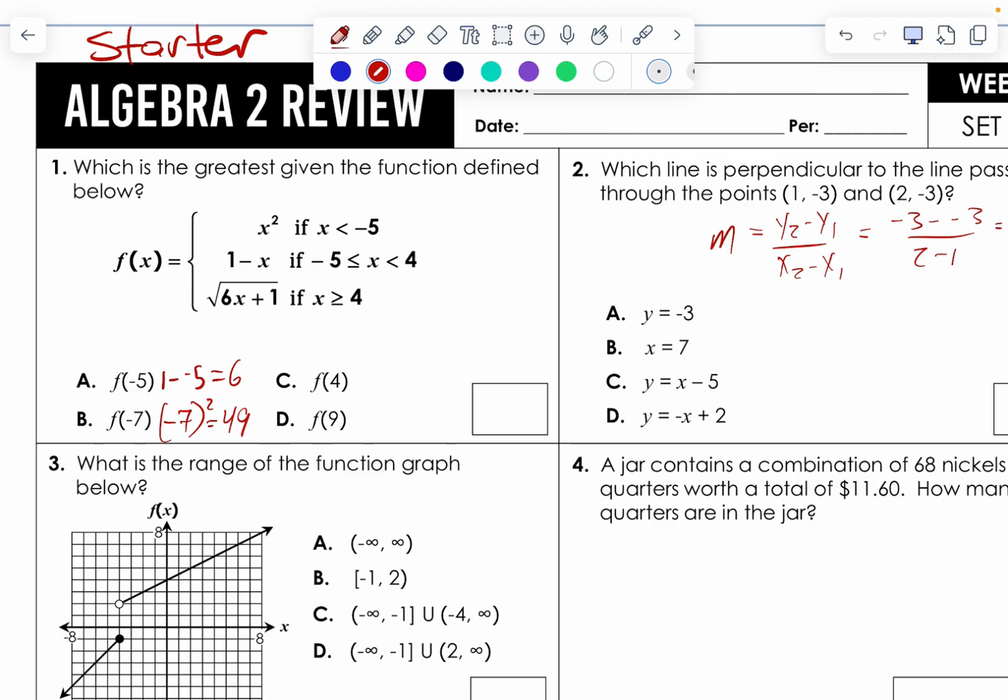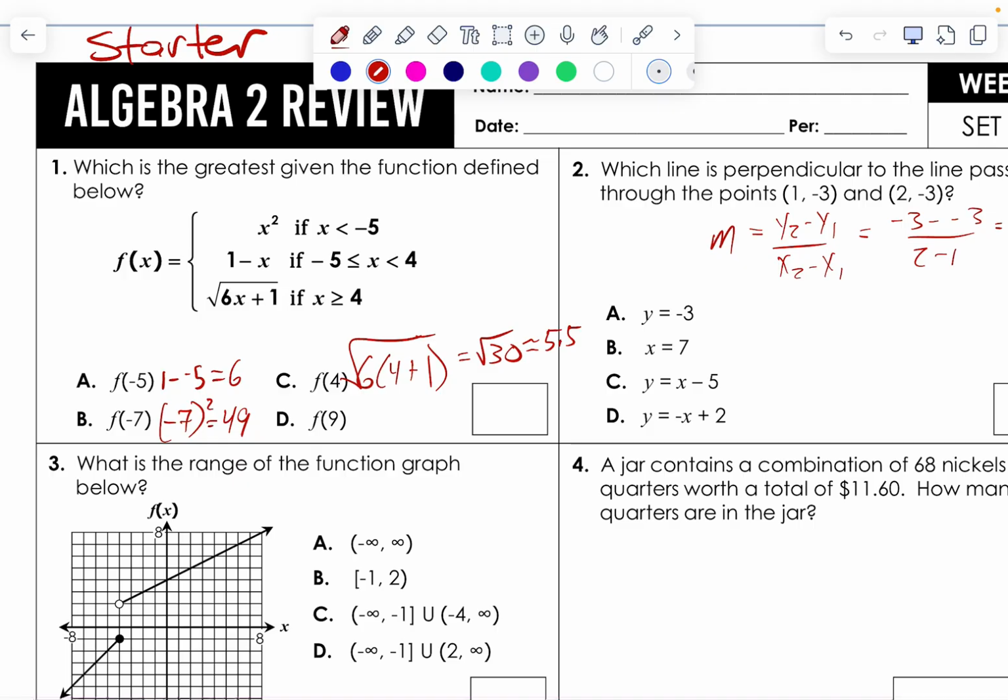Okay, f of 4. Where does 4 fall in the pieces? First, second, or third? First piece, second piece, or third piece? Third piece, right? We see a 4 here, but it's not 'or equal to.' So it's just that one. And so this would be 6 times 4 plus 1, whole thing square rooted, which is the square root of 30. Roughly what? It's like 5.5, right? Roughly.